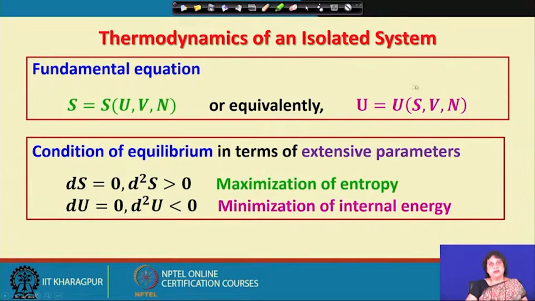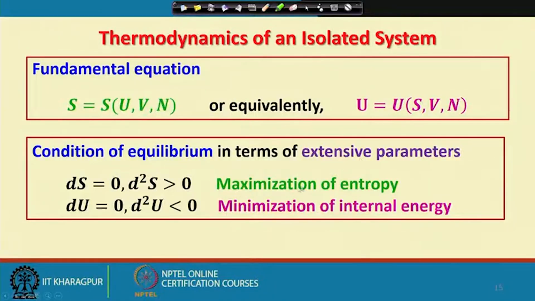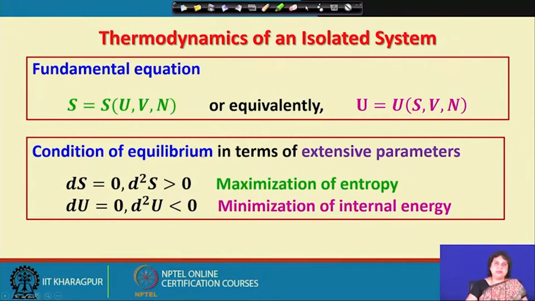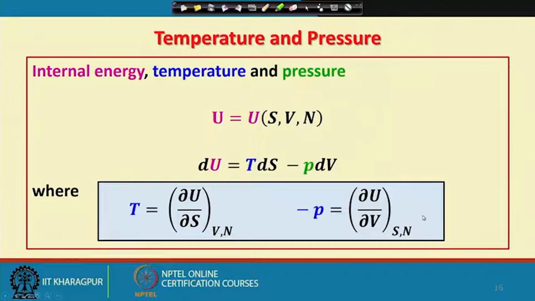In that case, internal energy is going to be dependent on these three independent variables, and correspondingly the condition of equilibrium can be stated in terms of these two extensive parameters U and S. There will be a maximization of entropy when the system undergoes a change in state and reaches a new equilibrium state, and in that final equilibrium state there will be a minimization of the internal energy.